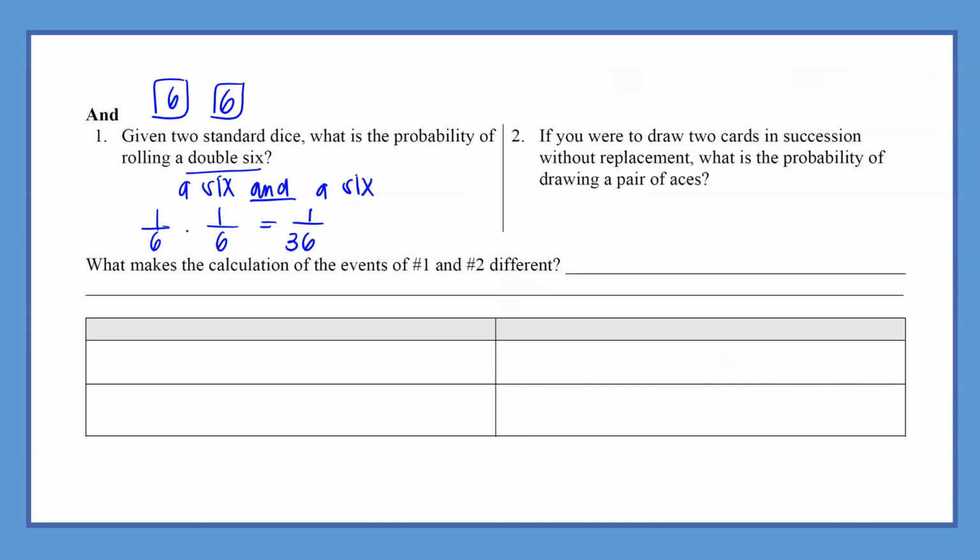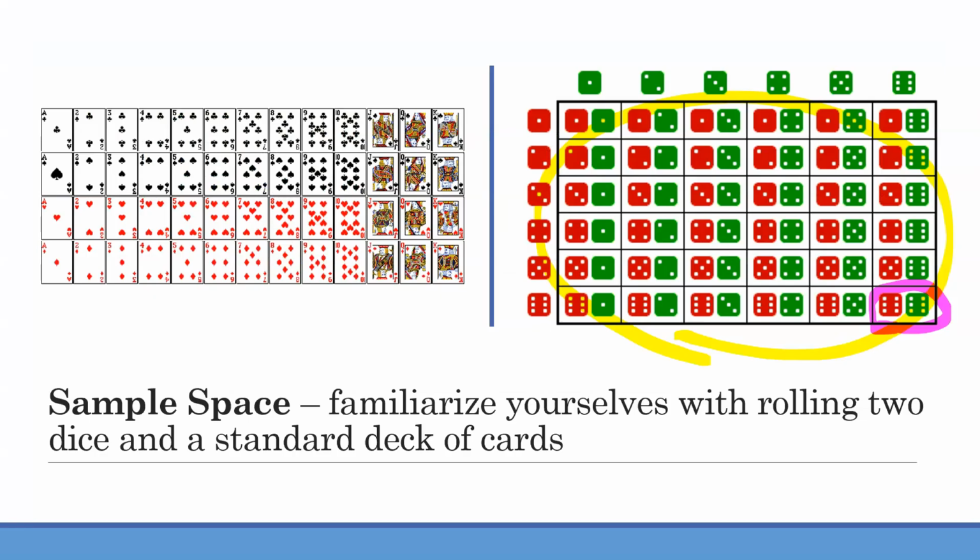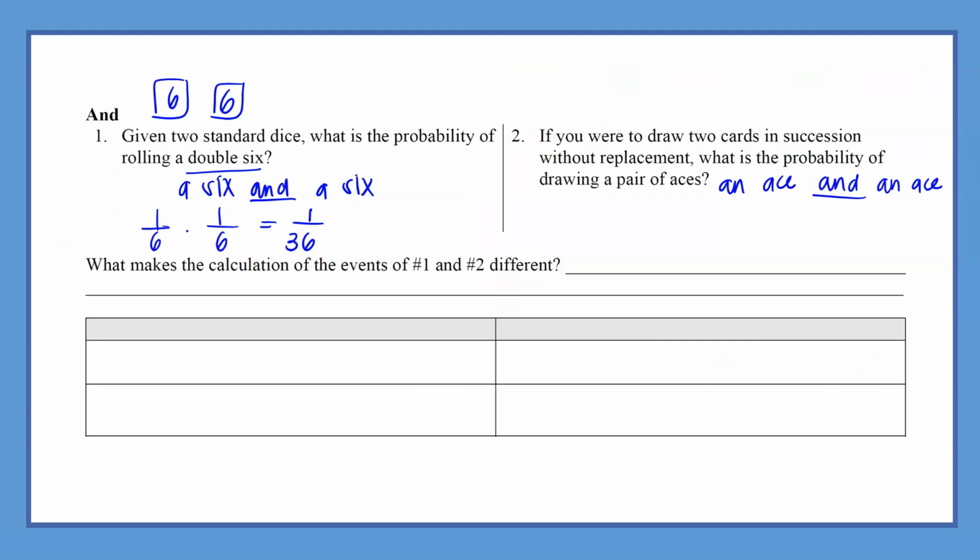For question 2, if you were to draw 2 cards in succession without replacement, what is the probability of drawing a pair of aces? So this question would be drawing an ace and another ace. Similarly, we're going to find the probability of drawing that first ace. For the first ace, we know that from our entire sample space for a deck of cards, there are 52 possible outcomes, and of the 52, 4 of them are aces.